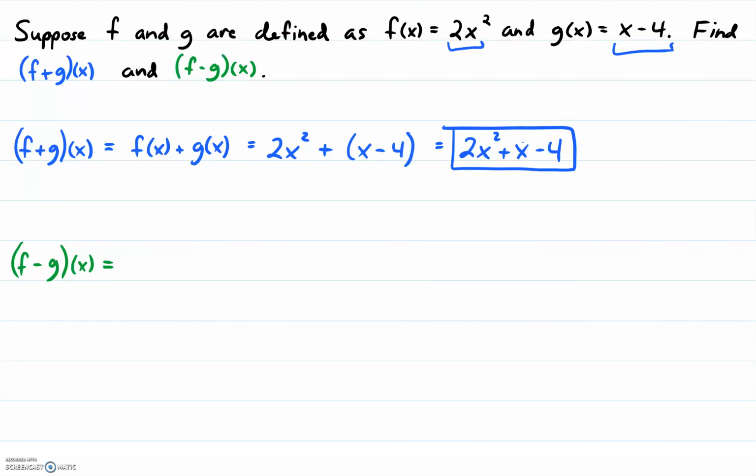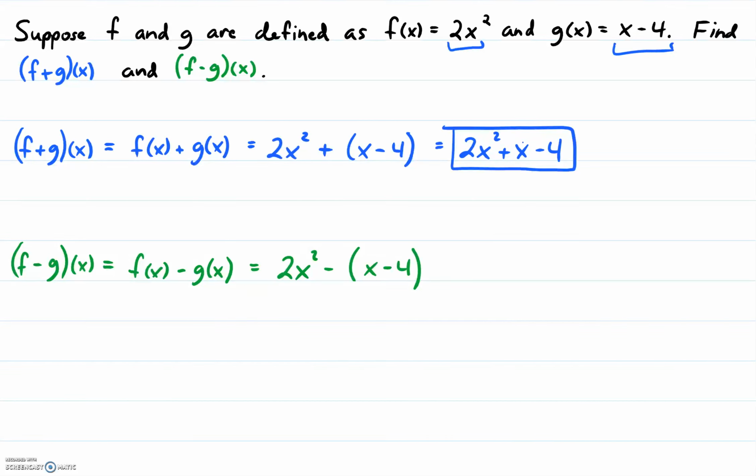So again, just rewriting it makes this problem a lot easier. Let's do the same thing with f minus g of x. Again, let's rewrite it as f of x minus g of x. And again, just plug in what f of x and g of x are equal to. So f of x is the same thing as 2x squared minus, and g of x is the same thing as x minus 4. In this particular case, putting the parentheses around your second function is extremely important because we can't just remove those.